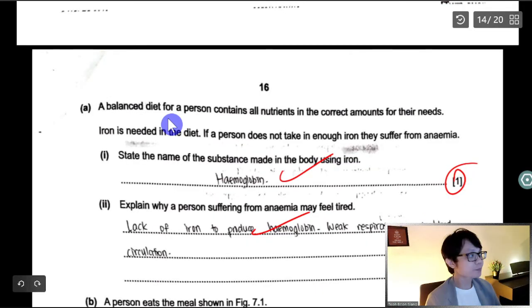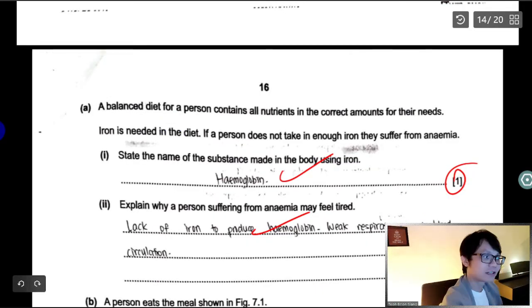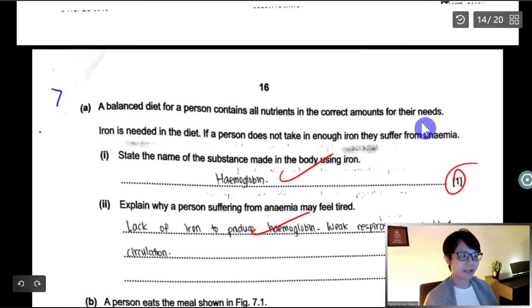So this is question number 7, let me write question 7 here. A balanced diet for a person contains nutrients in the correct amount. Wait, let me read the question, I don't want to skip it. Iron is needed in the diet. If a person does not take enough iron, they will suffer from anemia.